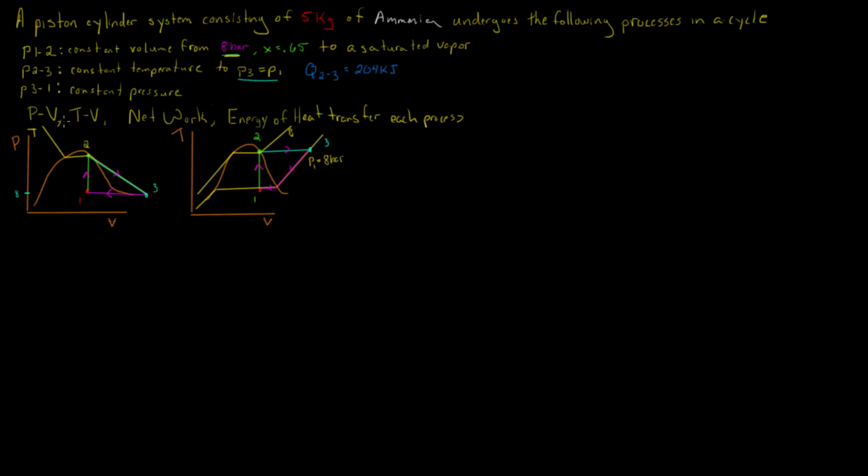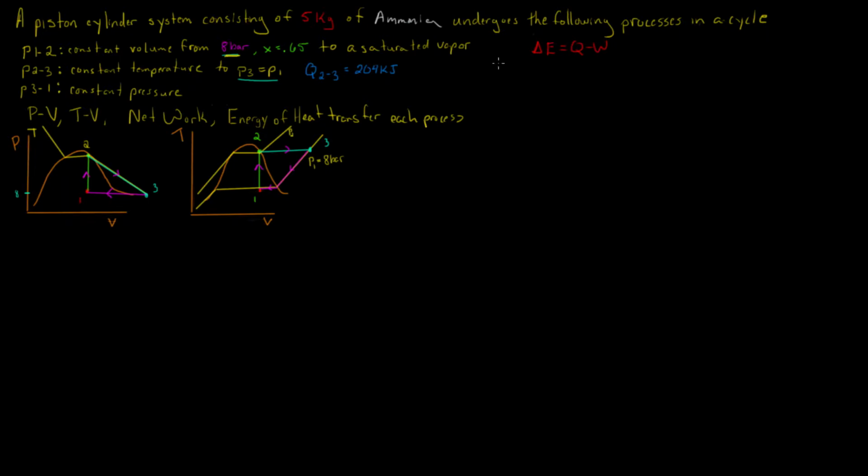Okay, so now that we've figured out our PV and TV diagrams, let's look at the net work of our cycle and the energy of heat transfer for each process. Now these two are going to be related to each other. And we're going to start by looking at the following equation. Our change in energy is equal to Q minus W. So the heat that comes into our system, minus the work that leaves our system.